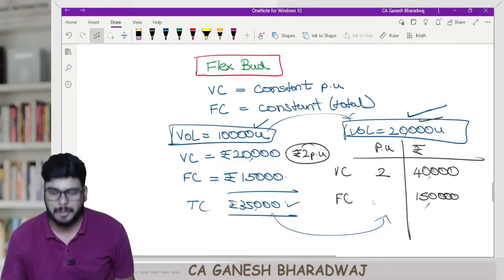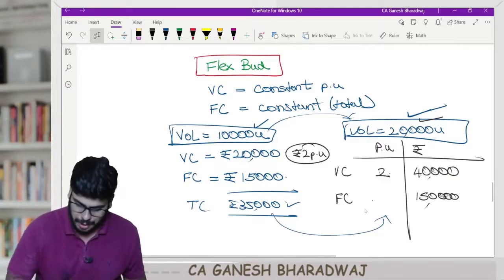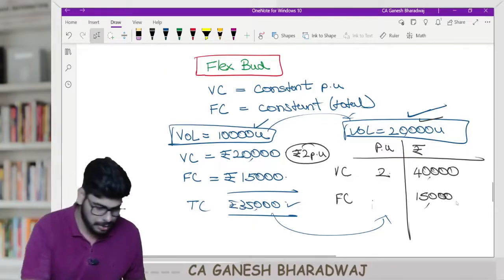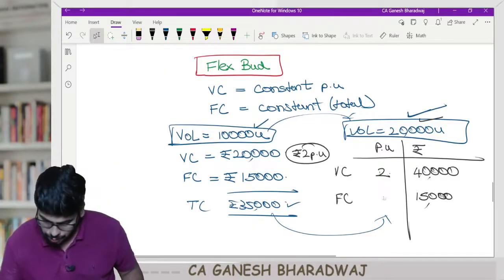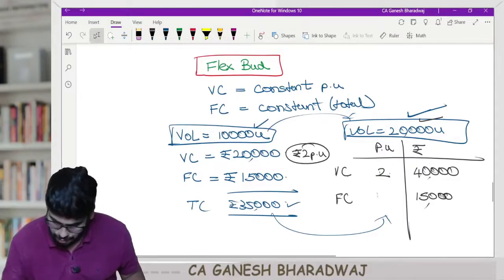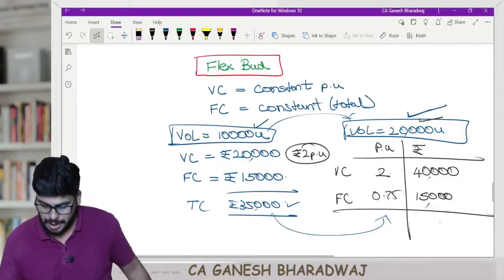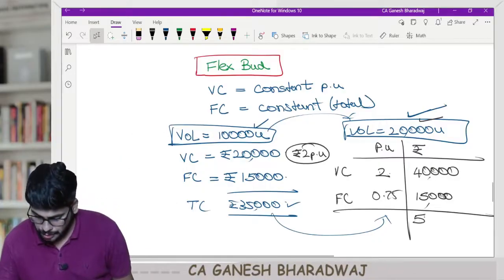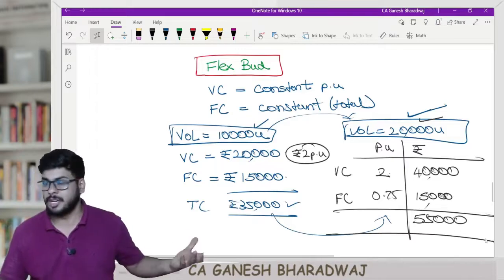And what is going to be the fixed cost per unit? Representatively, if you want, you can just mention it. Okay, I've mentioned 15,000 here, so it's 15,000 divided by 20,000. How much is it? It's going to be 0.75. Are you clear with this? Yes, it's going to be 0.75. So now at 20,000 units output level, my total cost is going to be how much? 55,000 rupees. Are you clear with this, guys?